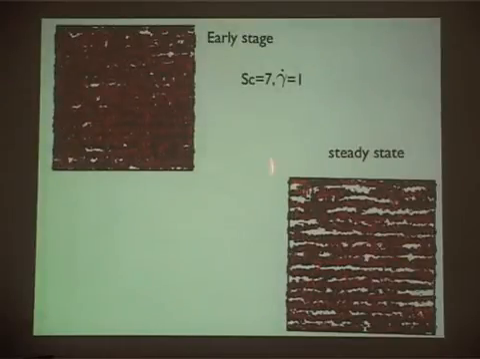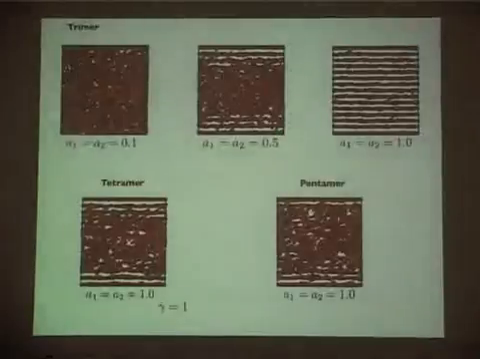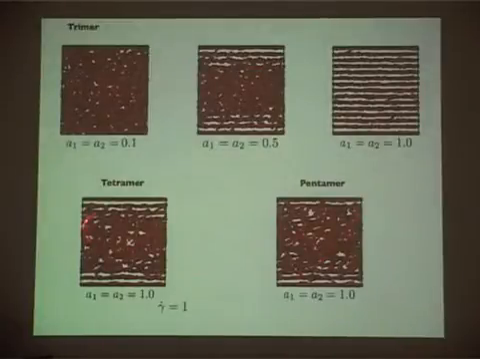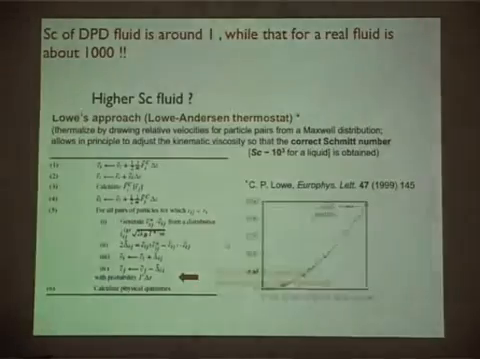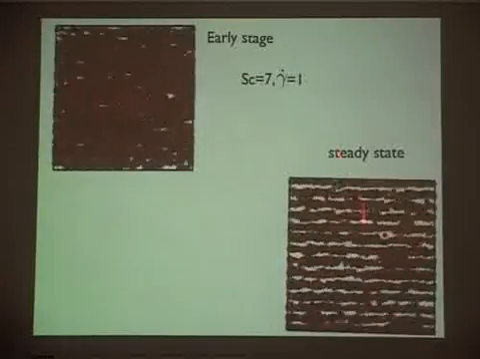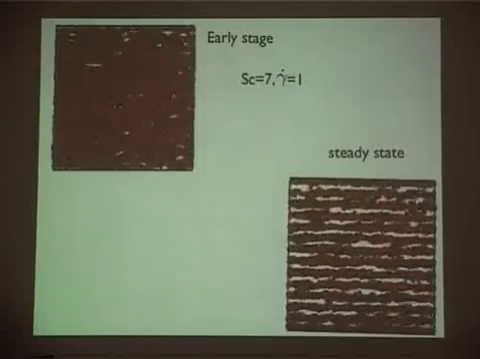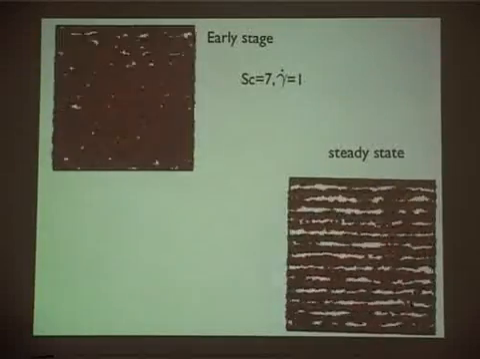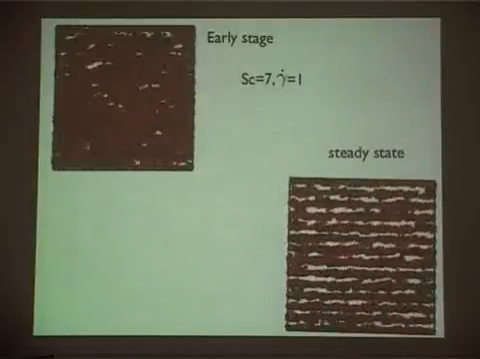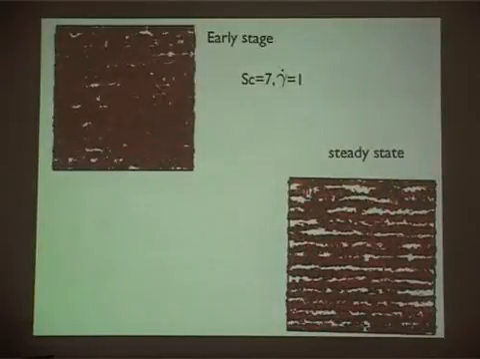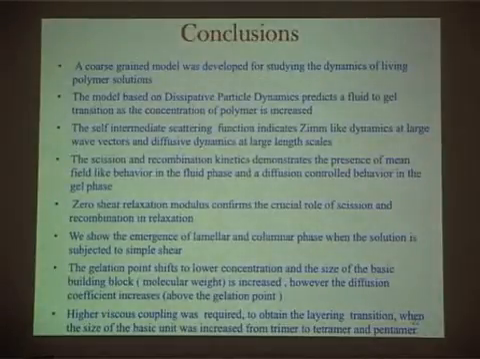For gamma dot 1, as I showed you earlier, you didn't have a full layering when the Schmidt number was 1. But when we went to a Schmidt number of 7, you can already see that layering is happening. So it looks like the higher viscous stresses help set up these layered structures much earlier. That's about all I have.